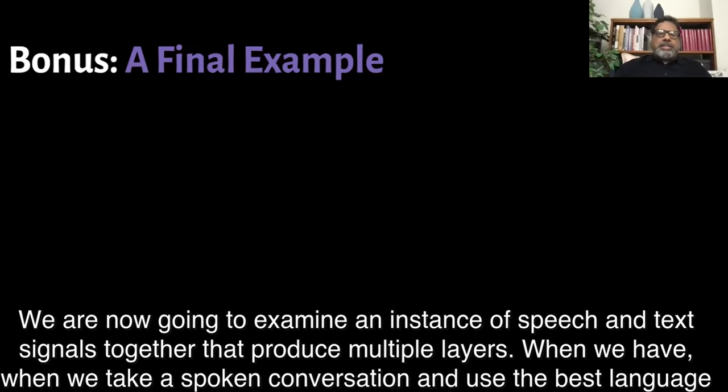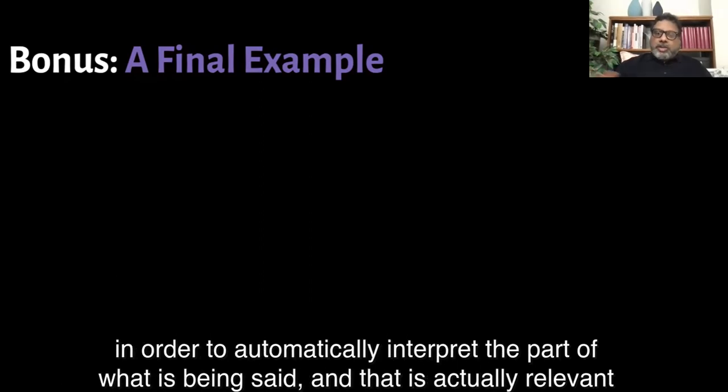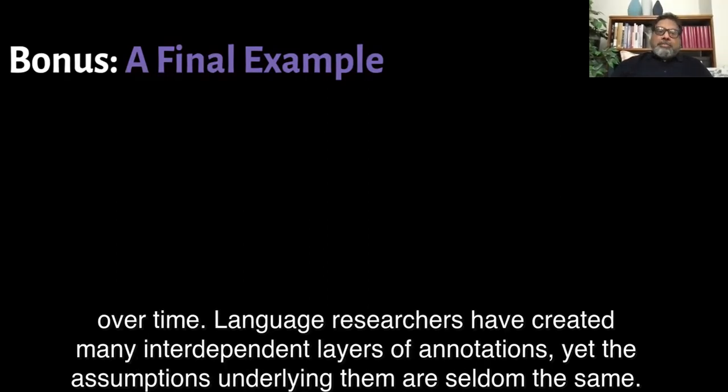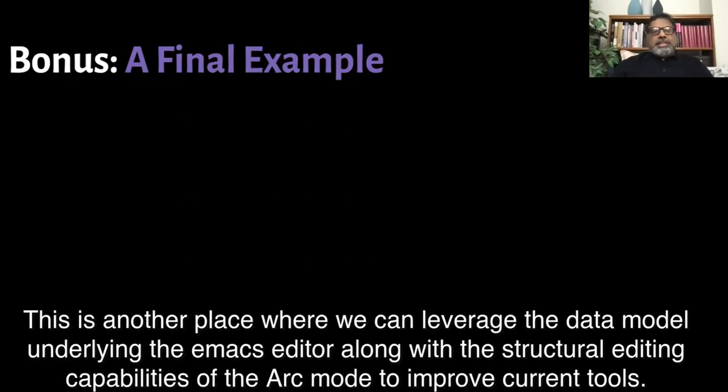When we take a spoken conversation and use the best language processing models available, we suddenly hit a hard spot, because the tools are typically not trained to filter out the unnecessary cruft in order to automatically interpret the part of what is being said that is actually relevant. Over time, language researchers have created many interdependent layers of annotations, yet the assumptions underlying them are seldom the same. Piecing together such related but disjointed annotations and their predictions poses a huge challenge. This is another place where we can leverage the data model underlying the Emacs editor along with the structural editing capabilities of the ARG mode to improve current tools.